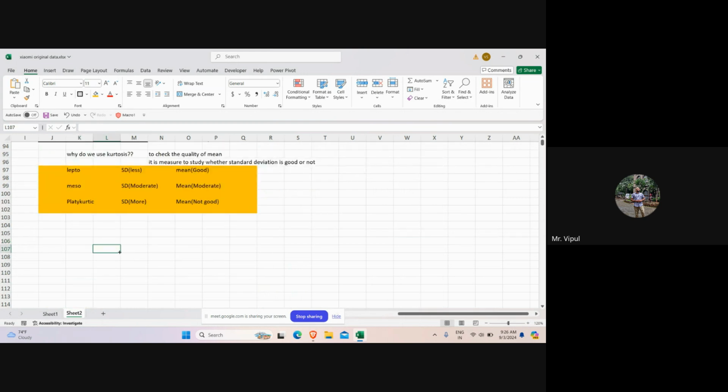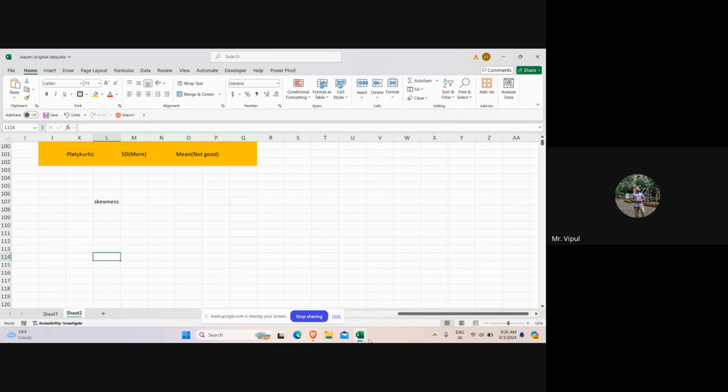And what is skewness? Skewness will tell you if the distribution is off-centered or not.